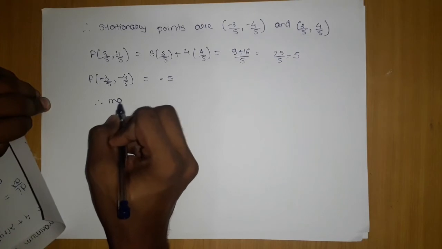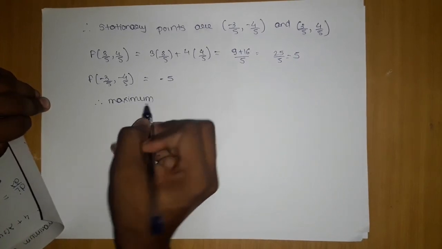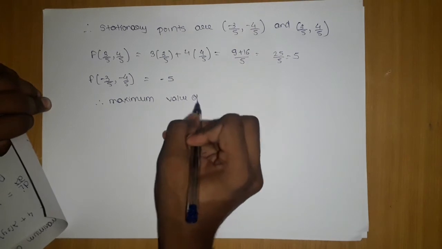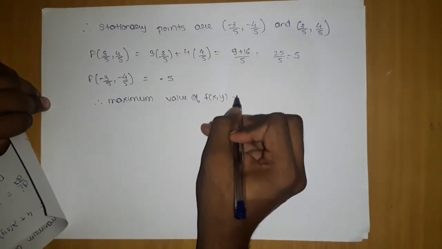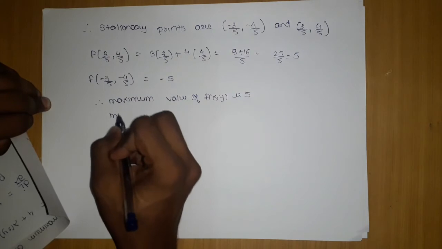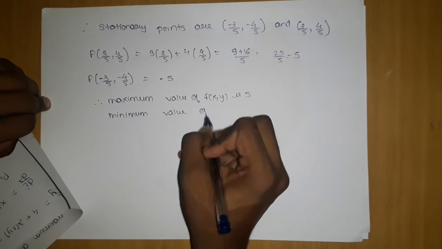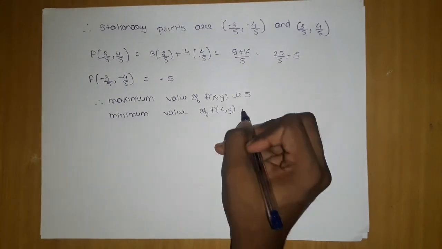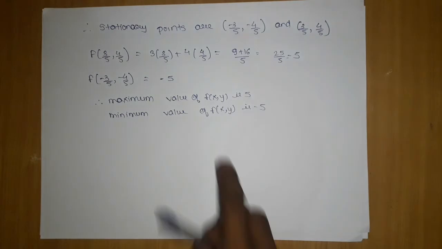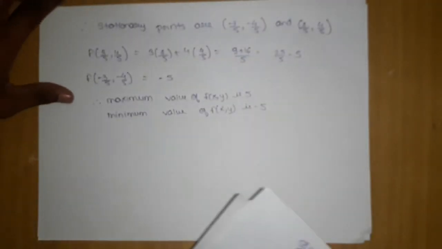Therefore the maximum value of f of x comma y is 5, and the minimum value of f of x comma y is minus 5. So we are done with this problem. Hope you have understood each and every step. This is the general process to solve any Lagrange method type question. They will give you a constraint, and you need to identify f of x by the implicit function and the given data.